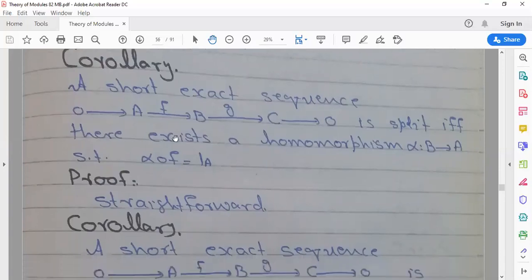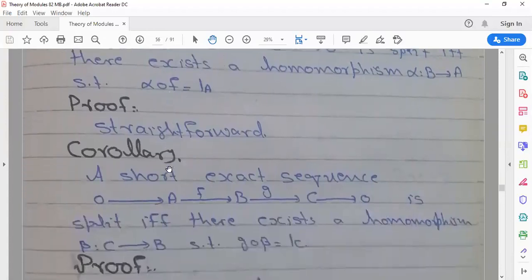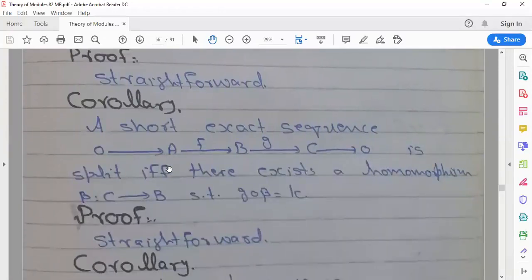This theorem is very simple. Yesterday we also studied this theorem. So you should try to prove this. If you feel any difficulty, you should contact me. After this, we are studying another corollary.